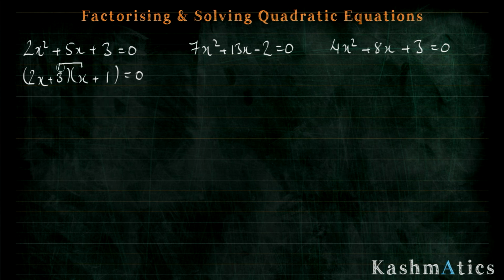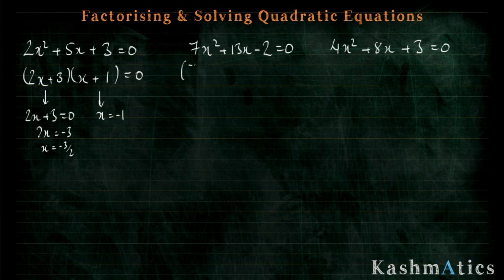And what I can do then is go ahead and solve it. So 2x plus 3 equals 0, which means 2x equals minus 3, and x equals minus 3 over 2. And with time and practice, you'll just be able to get straight to this once you've factorized it. And from this one, you should be able to tell me that x equals minus 1.